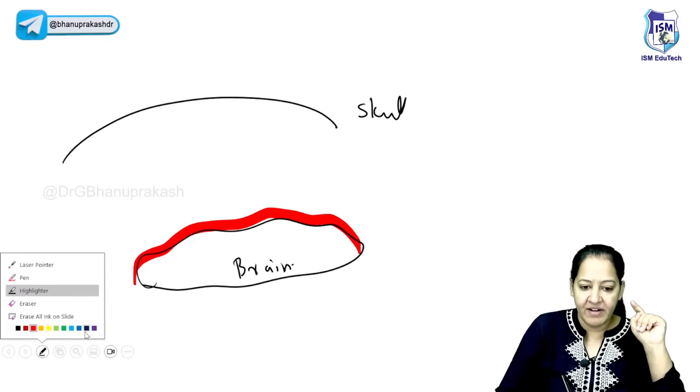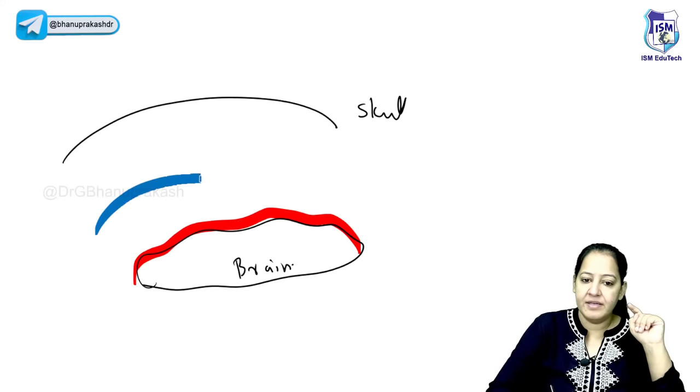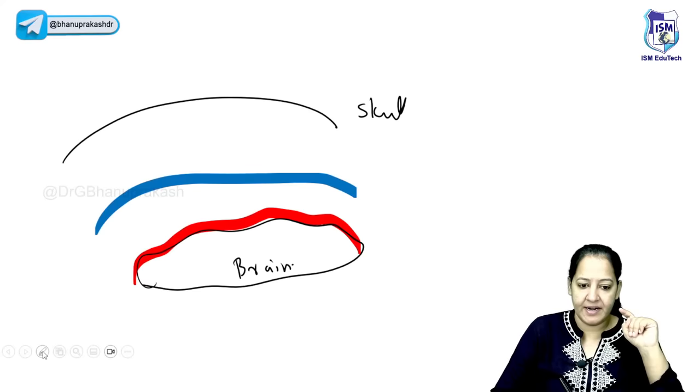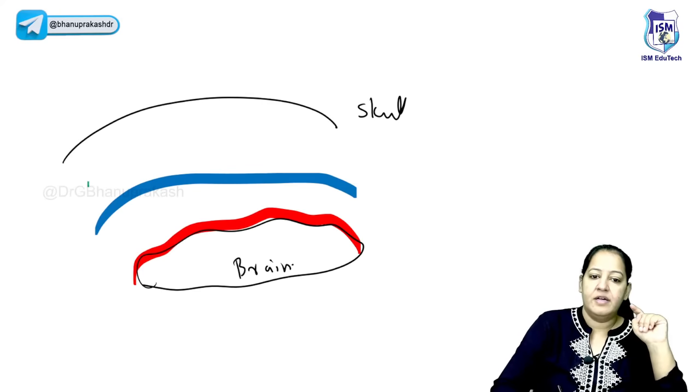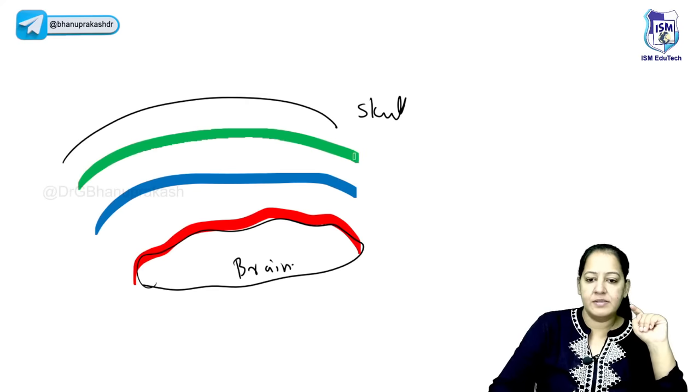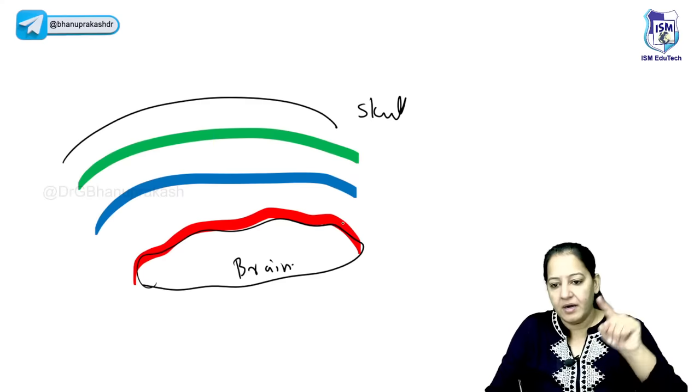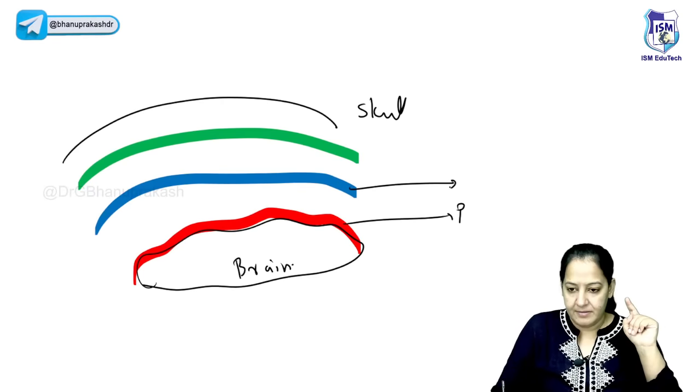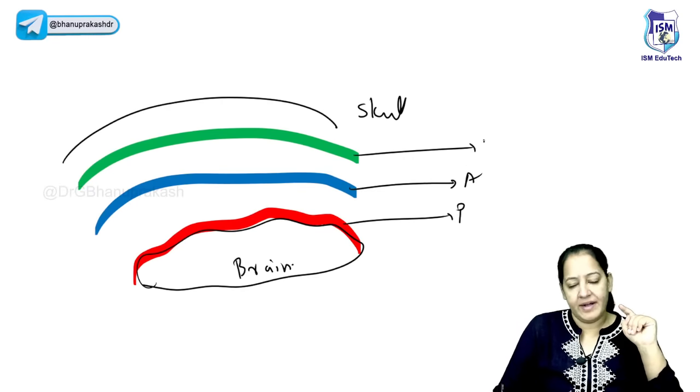The middle one is the arachnoid. And the outermost one is the dura mater. Let me write it down. So this is pia mater, this is arachnoid, and this is dura mater.